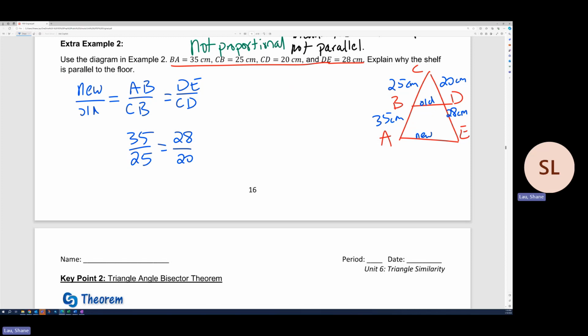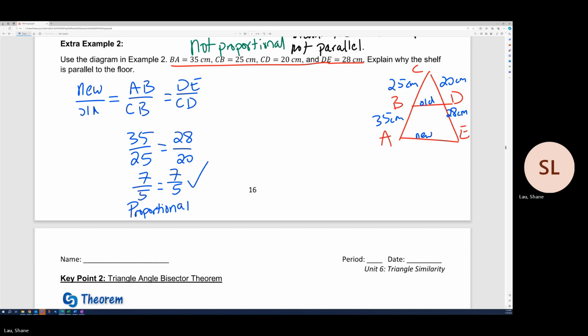And then we're going to simplify. 35 and 25 have a greatest common factor of 5. That reduces it down to 7 over 5. 28 and 20 have a greatest common factor of 4, which makes this 7 over 5. And because this is 7 over 5 both ways, that means that we are proportional and that we are, in fact, parallel with the floor.